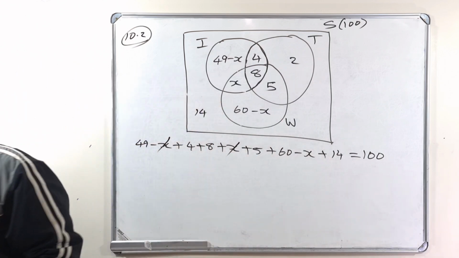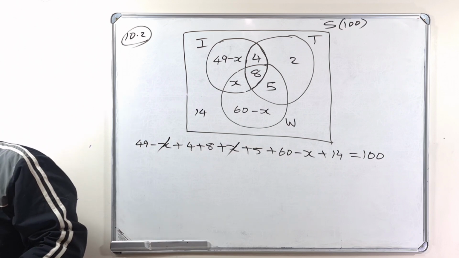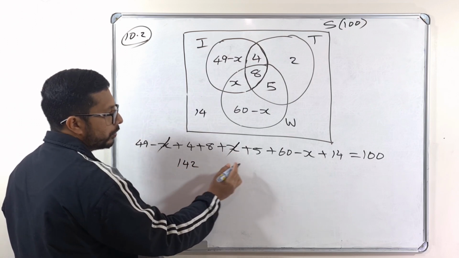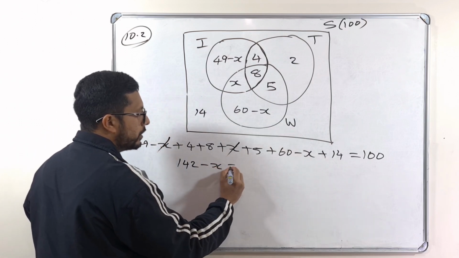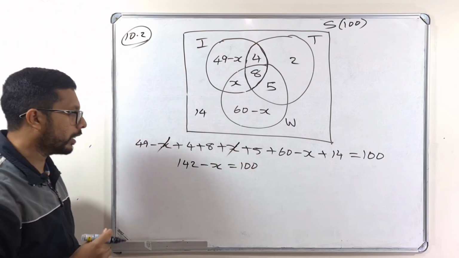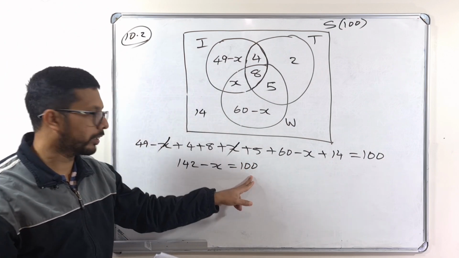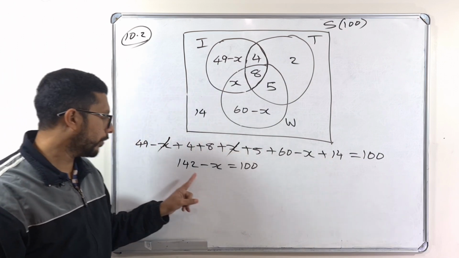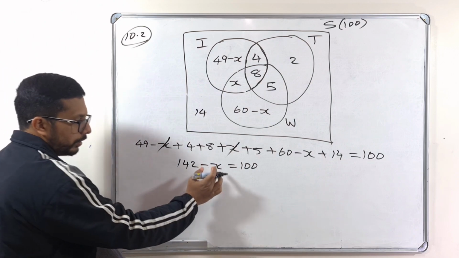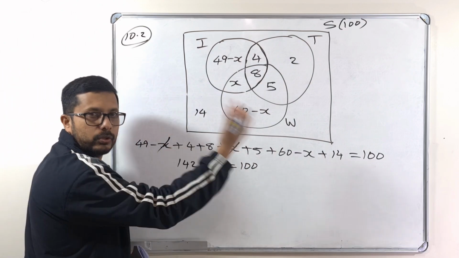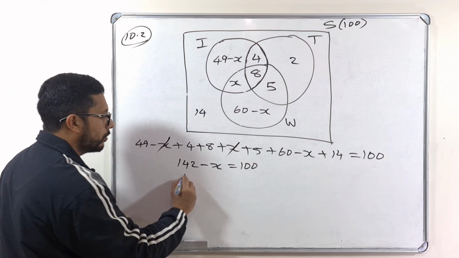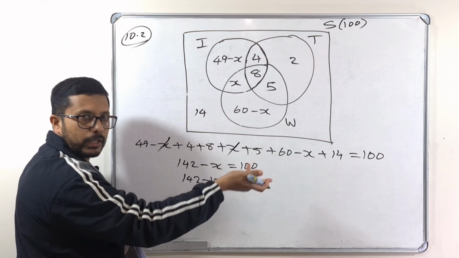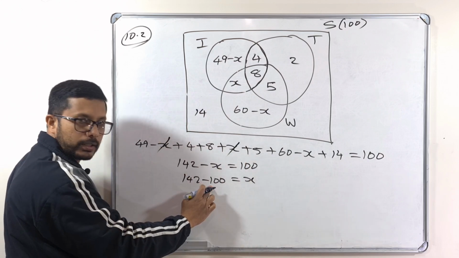In your calculator you will get 142. So it is 142, then this minus x is equal to 100. 142 minus x is equal to 100. When you add this 49, 4, 8, 5, 60, 14, you will get 142. So now from here we can take this minus x to the other side and this 100 to this side. So 142 minus 100 is equal to, this minus x is on the other side positive x, this 100 on this side it is negative x.